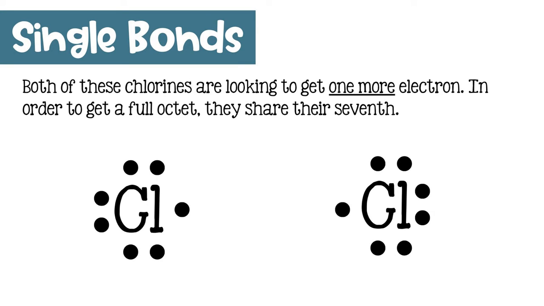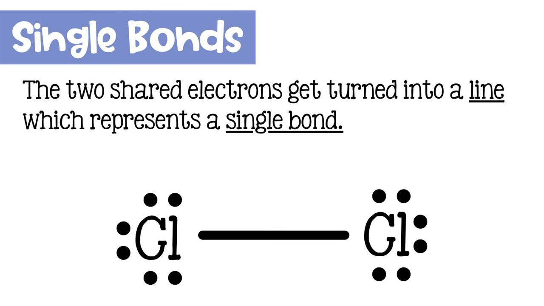Now, both of these chlorines are looking to have a full octet. Remember that octet rule? They want 8 electrons in their valence shell. Well, that means that each chlorine needs to get one more electron. In this case, they're going to share their 7th electron, the lone electron, with the other. These two lone electrons get together to make a single shared pair. That means we're going to take those electrons and replace them with a line representing a single bond.